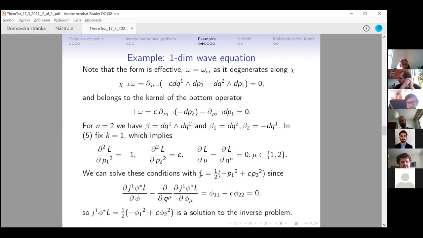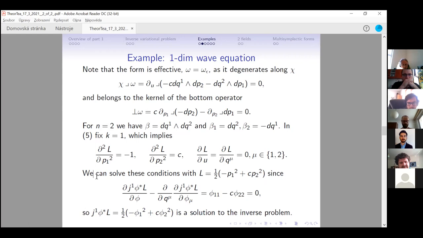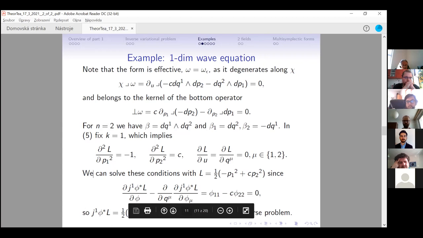And we can solve this condition with this L, which after pullback is the classical Lagrangian, probably well known to everybody. And so this J1 phi star L, which is simply this L with P1 and P2 substituted by phi 1, phi 2, is a solution to the inverse problem. Okay, so the conditions are not violated, and we are lucky we can guess L, which satisfies the conditions to get the Lagrangian.